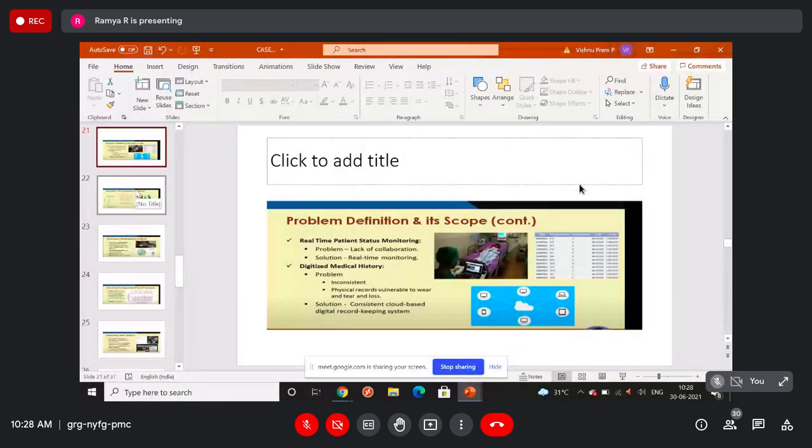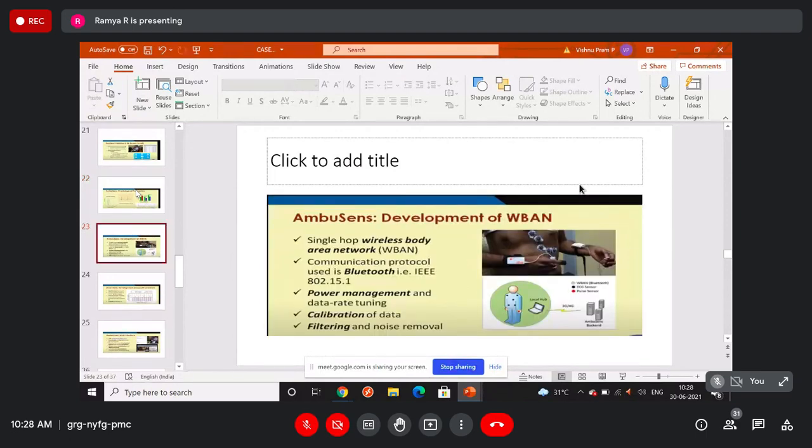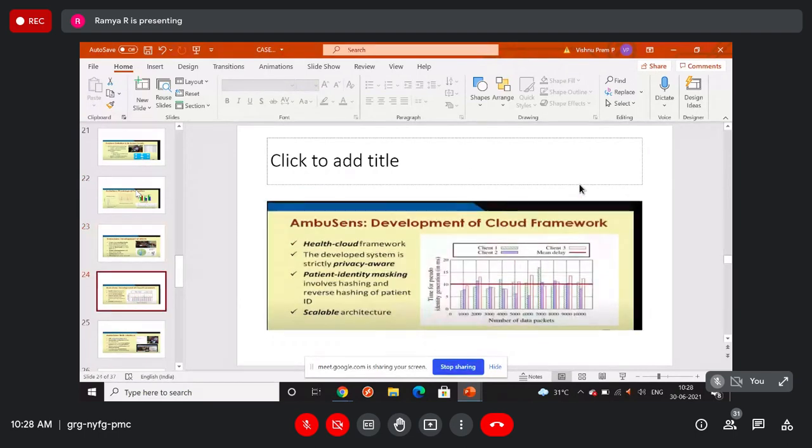So if you see here, this is how the results look all the time. Real-time monitoring is possible. These are the different sensors which are connected to the human body. So this is how it produces the data. And next, these are all things we also discussed. I think we are here.